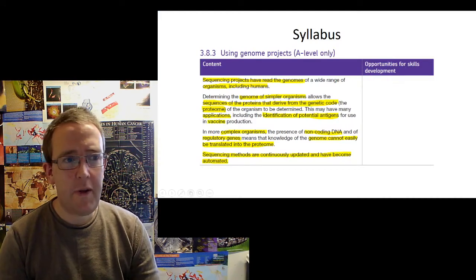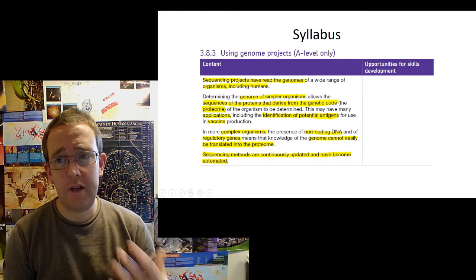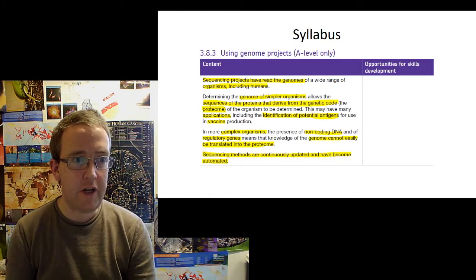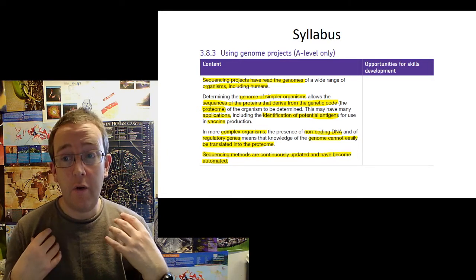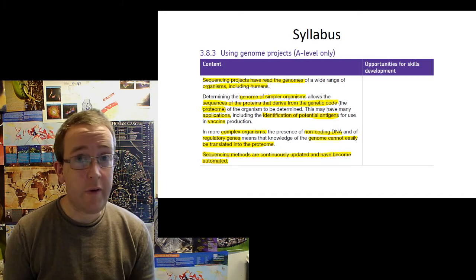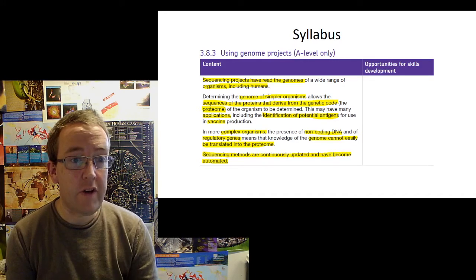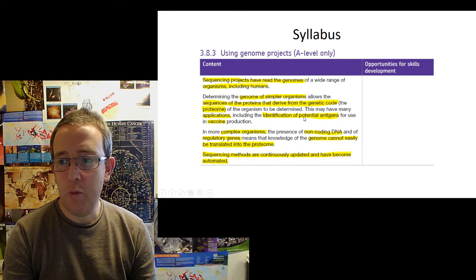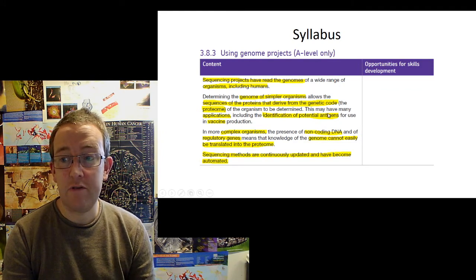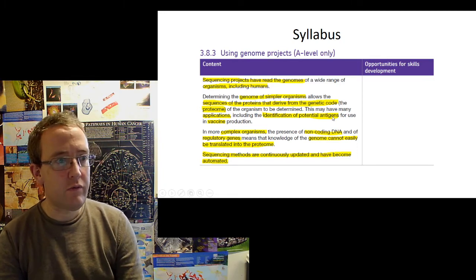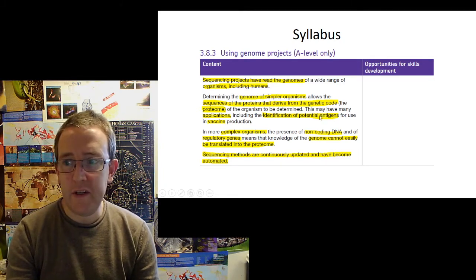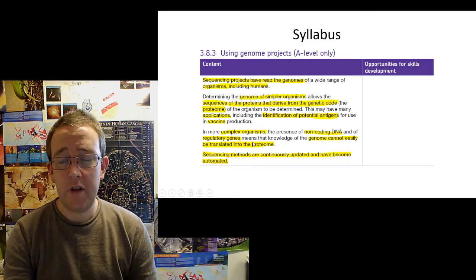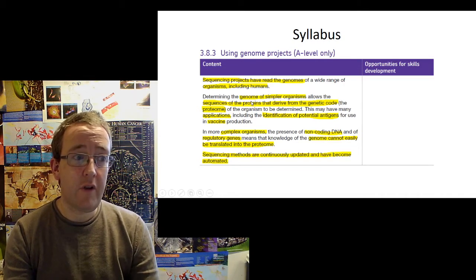So this is the bit of the spec here, the idea that sequencing projects have produced this wide range of organisms that we now know the genome sequences of. Obviously, simple organisms are very easy, and more complicated organisms like yourself are very much more difficult. Important points here like the identification of potential antigens. Obviously, we all know a lot more about that than we did this time last year, and why it's more difficult in complicated organisms like us than it is in simple organisms like bacteria.